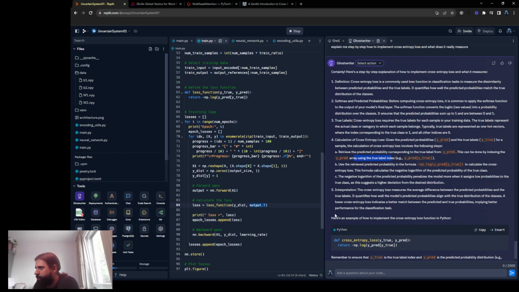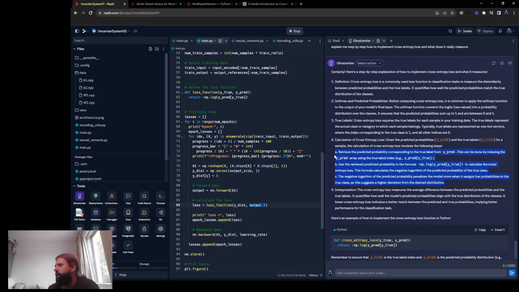Use the retrieved predicted probability in the formula to calculate the cross entropy loss. This formula calculates the negative logarithm of the predicted probability of the true class. The negative logarithm of the predicted probability penalizes the model more when it assigns low probabilities to the true class, as it suggests a higher deviation from the desired distribution.